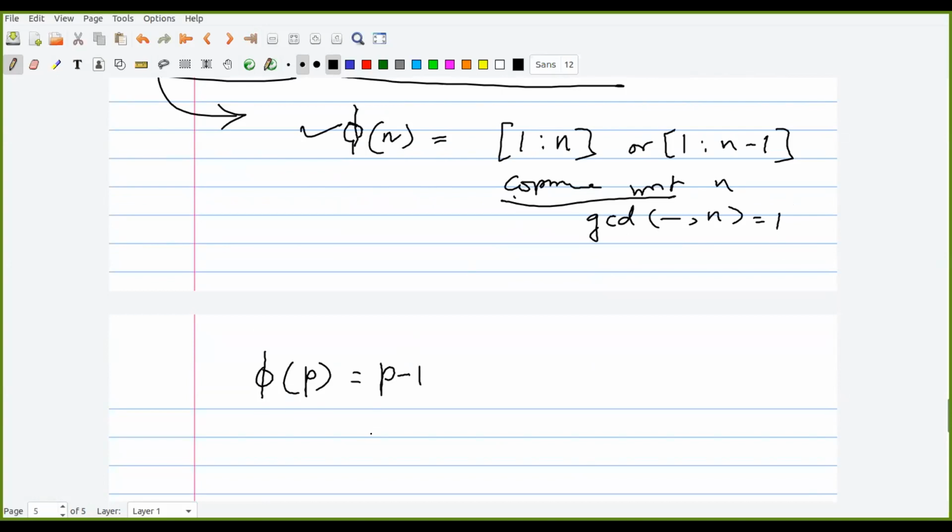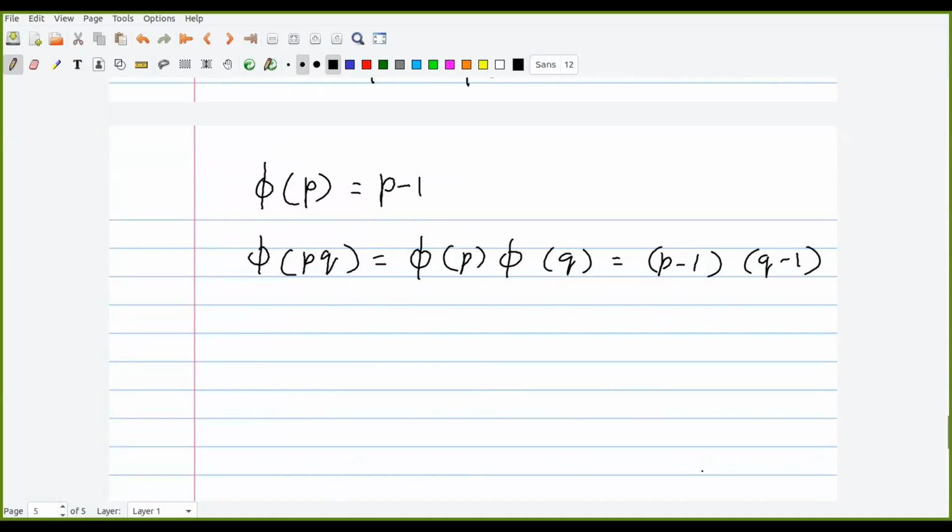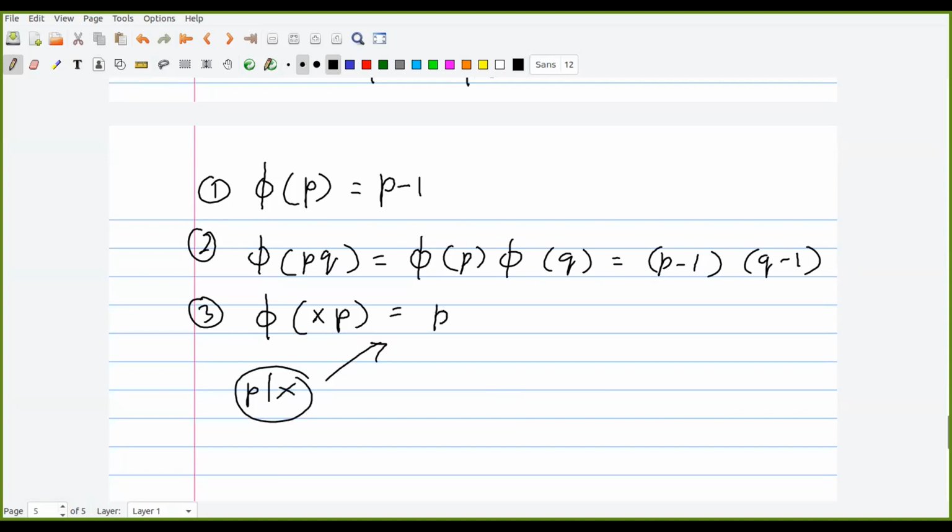Now, as I told you, you can get an intuition regarding why this phi function is multiplicative. Multiplicative means if you have two co-prime numbers, then you can write them as this. Let's see the implications. Suppose I have two primes p and q, then phi of p into q should be p minus 1 into q minus 1, right? The other property you need to know is that suppose you have a number x and a prime p such that p divides x, then phi of p times x becomes p into phi of x. Cool.